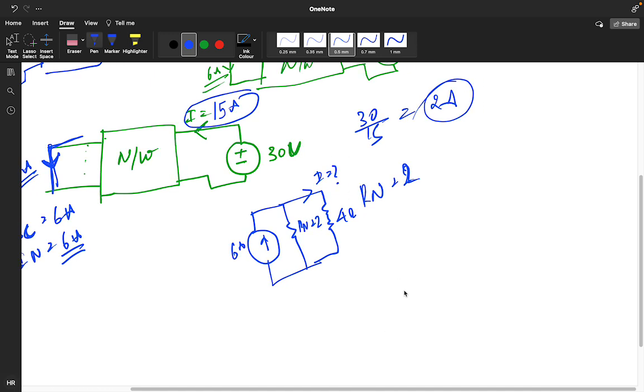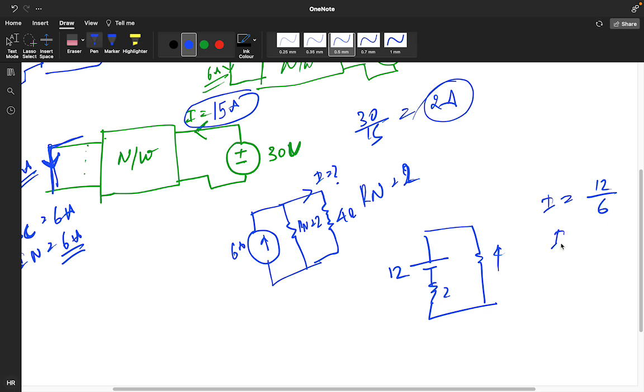So this will be positive negative 12, and this will be 2, and this will be 4. So how much current will you get? 12 divided by 6, 2 ampere.